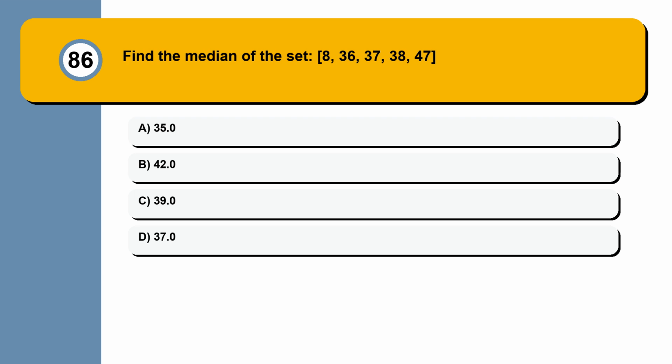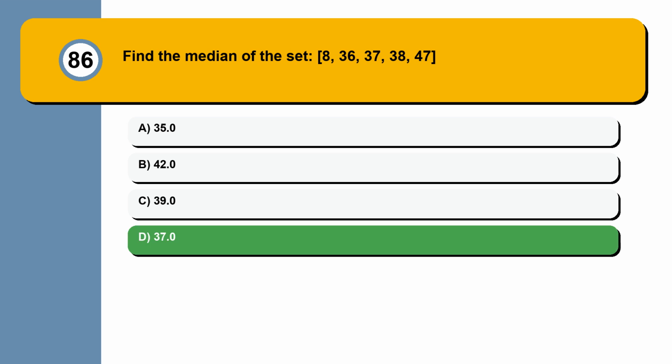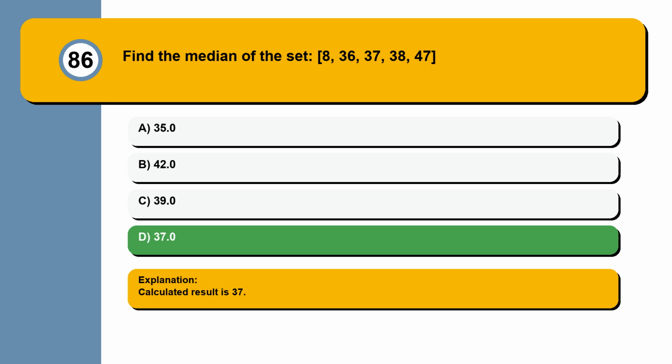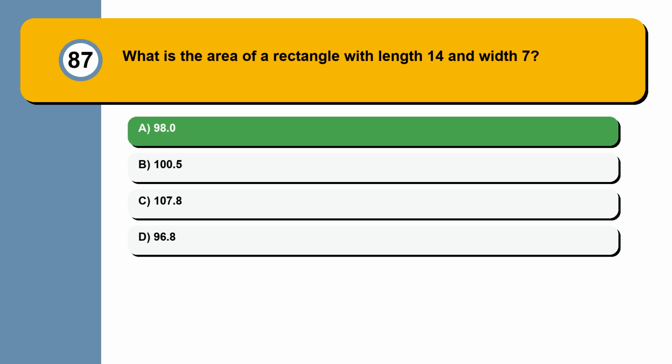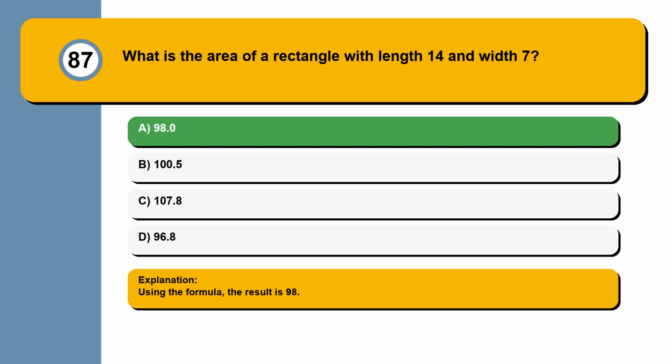Question 86. Find the median of the set 8, 36, 37, 38, 47, 35.0, 42.0, 39.0, 37.0. Calculated result is 37. Question 87. What is the area of a rectangle with length 14 and width 7? 98.0, 100.5, 107.8, 96.8. Using the formula, the result is 98.